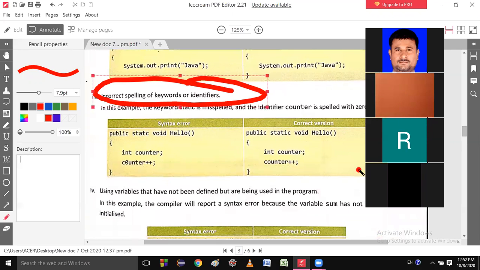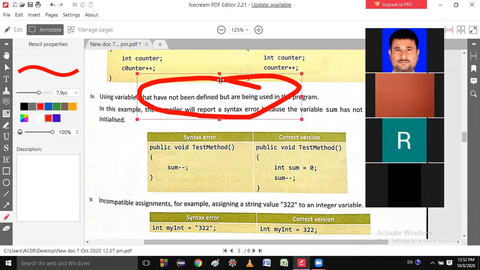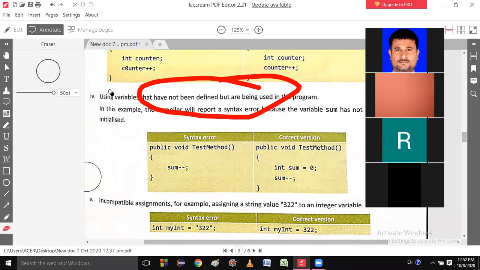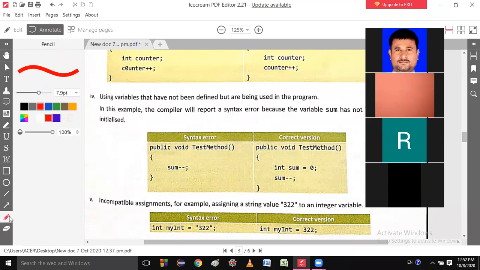I already said this to you. Using a variable that has not been defined. Many times you have seen I make the mistake that a variable is not defined. So first you have to define that variable. This mistake also comes under syntax error.